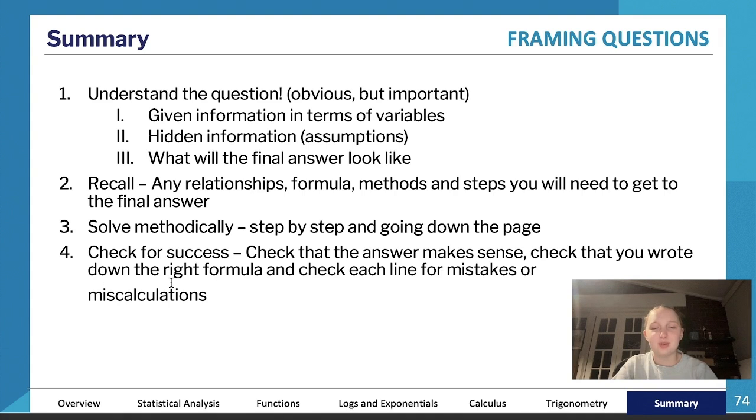This is what frustrates a lot of people, and I know it always frustrated me, thinking about how many marks you lose on miscalculations. Don't set yourself up for failure. Check that you've calculated things right, check that you've written the formula down right, because accidentally writing down a minus instead of a plus can make everything wrong. So just make sure you're checking for those little bits and pieces.